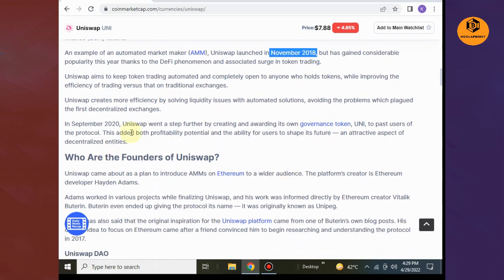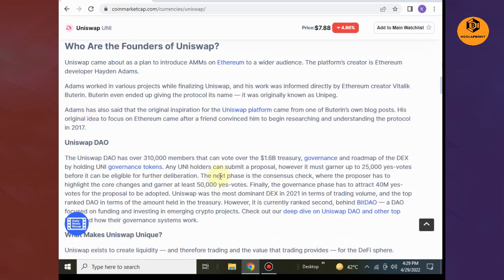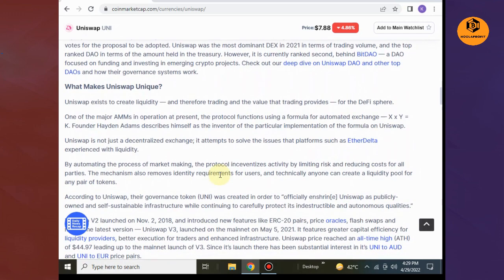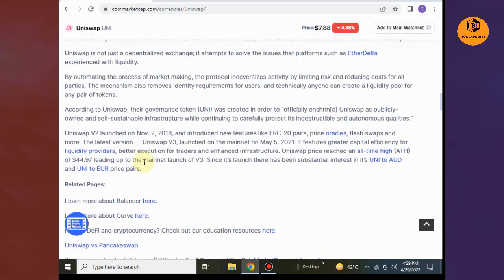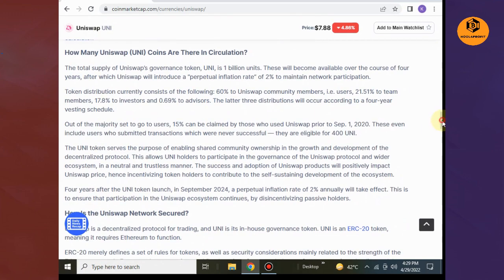So if you want to know further about this coin, you can read all the detail or information from here. And lots of information regarding your interest about the Uniswap coin is on this page.